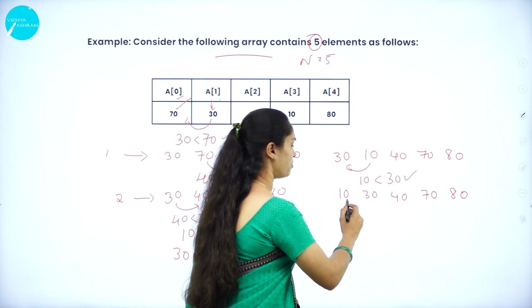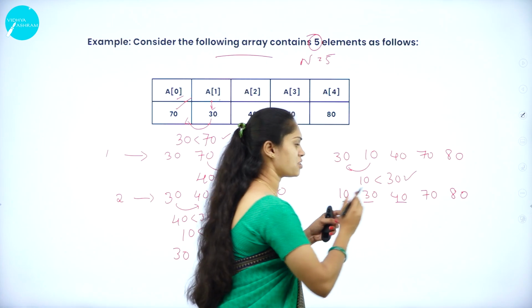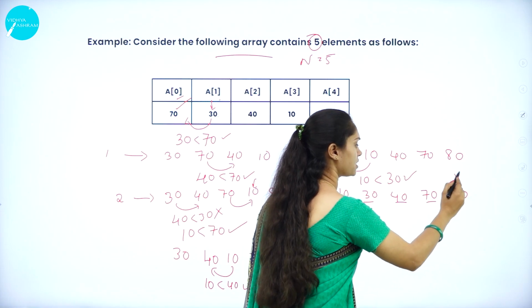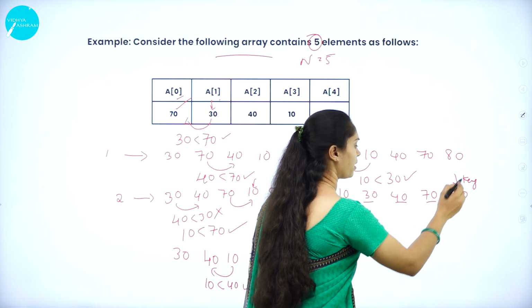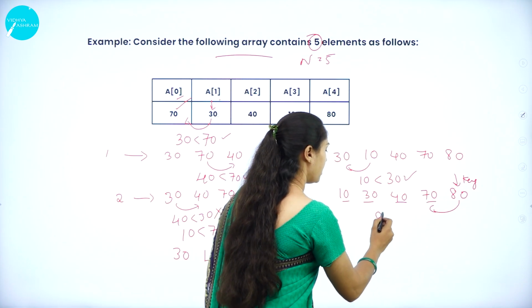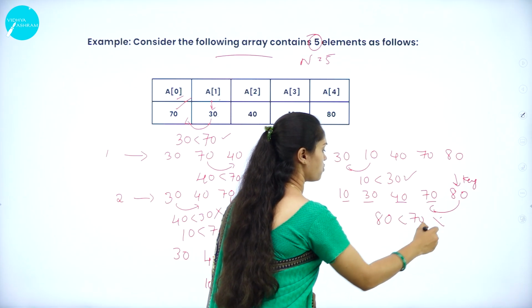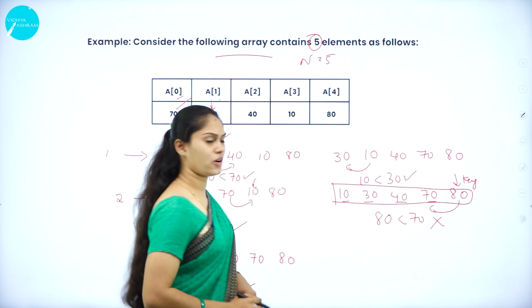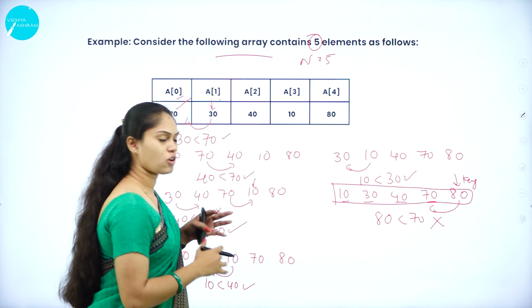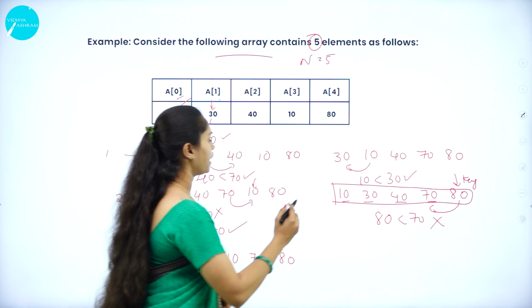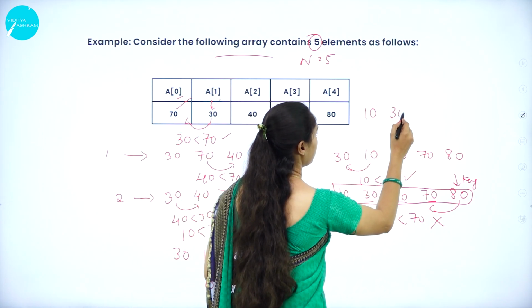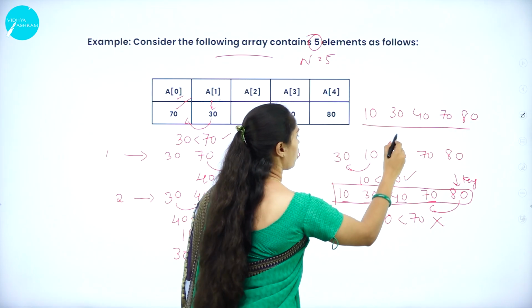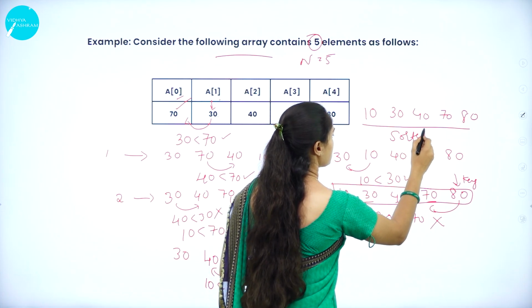Already we have done a comparison between the 10 and 30, and 30 and 40 has been done, and 40 and 70 has been done. And now I have to make this 80 a key element. I am going to make a comparison of 80 with 70. Is 80 lesser than 70? This is false. That means the elements we got are in the proper order. So after this sorting, we are going to get 10, 30, 40, 70 and 80. So this will be in the sorted order.